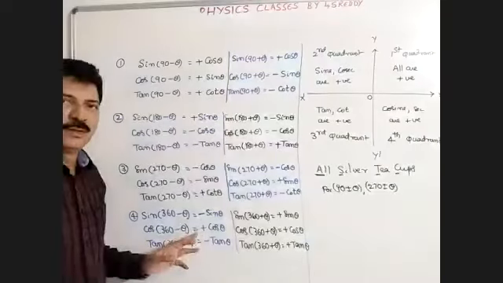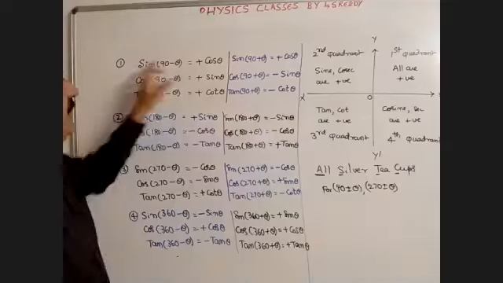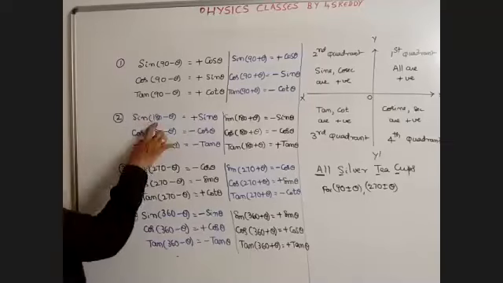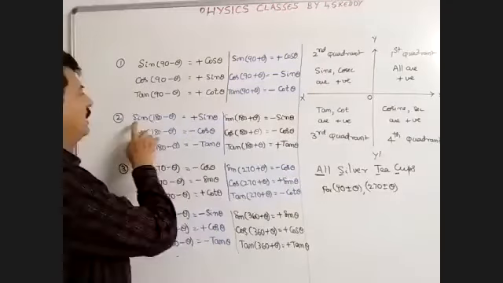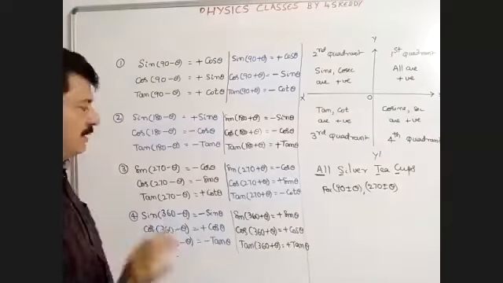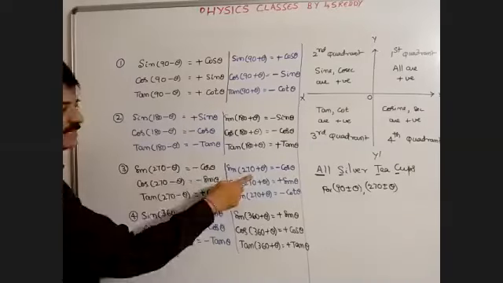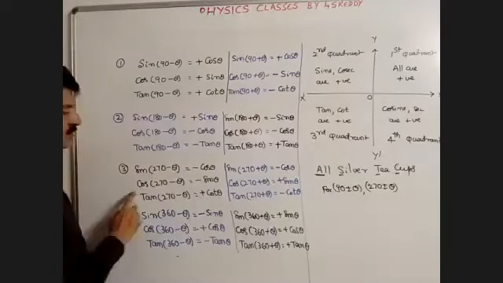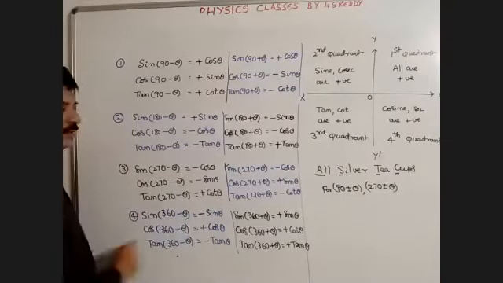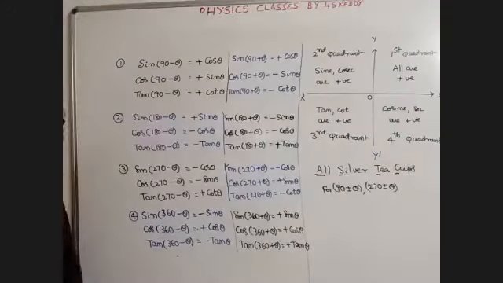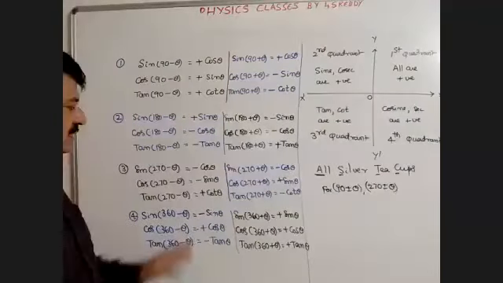Is it clear? For 90 plus or minus theta, sine changes to cos, cos changes to sine, tan changes to cot. For 180 minus theta or 180 plus theta, the function remains: sine remains sine, cos remains cos, tan remains tan. Again for 270 plus or minus theta, sine changes to cos, cos changes to sine, tan changes to cot. Only the sign, depending on which is positive and which is negative in each quadrant, is defined. For 360 minus theta and 360 plus theta, it is the same.